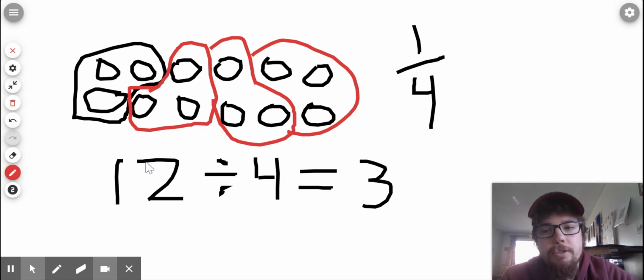3 times 4 is 12. So we can say that 1/4 of 12 is 3. So when you quarter 12, you have 1 group of 3.